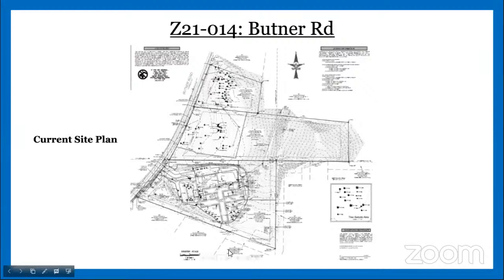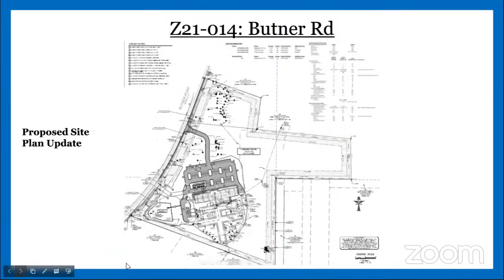This is an example of what the site plan looks like right now. So here's the facility. Here's the parking lot. And then this is just undeveloped land here with trees. And then this is what they're proposing. Here's the site plan here. Here's the current facility. They're adding some more beds back here. And then they're moving the parking lot back, and I'll go back.